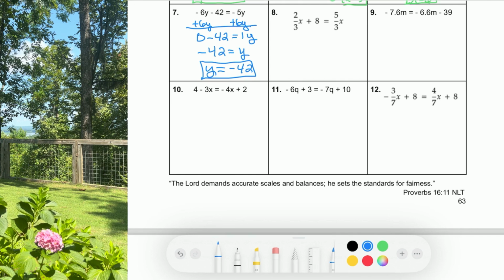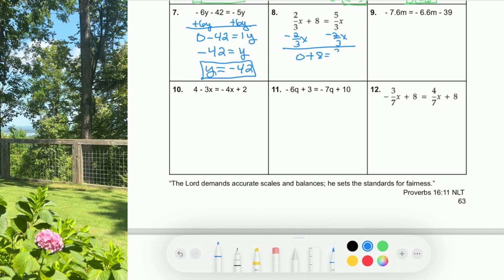All right, number 8. Again, we have fractions, but we have common denominators, so we don't have to worry about that part. I'm going to try to get my x's together. So I'm going to minus 2/3 x, minus 2/3 x. So that gives me 0 plus 8 equals 3/3 x. Well, 3 divided by 3 is 1. So 8 equals 1x, and my answer is going to be written as x equals 8. So not as bad as it looked.